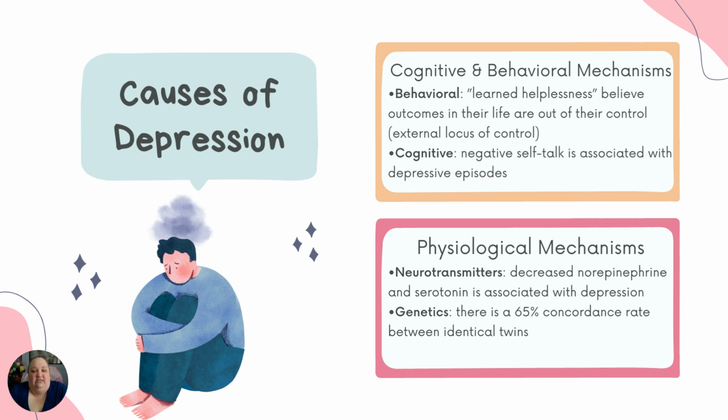All right, so some causes of depression. You can have cognitive and behavioral mechanisms. Behavioral being learned helplessness, believing the outcome of their lives are controlled, so an excessive loss of control. You can have cognitive: negative self-talk is associated with depressive episodes. Psychological, so neurotransmitters, decreased norepinephrine and serotonin are associated with that. Genetic, 65% concordance rate, again, between identical twins.